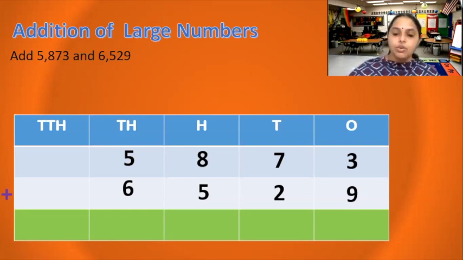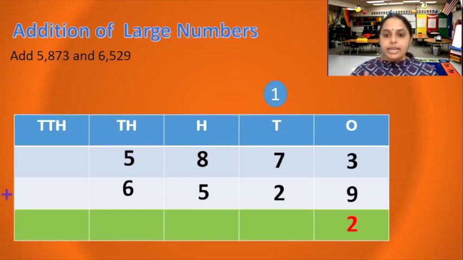So 2 we will write here and the tens place digit will be carry forward. So we got the answer 12. In 12, 1 is in the tens place, so that will be carry forward. And 3 plus 9 is 12. So 2 is in the ones place, so we will write it there itself. Is that clear?